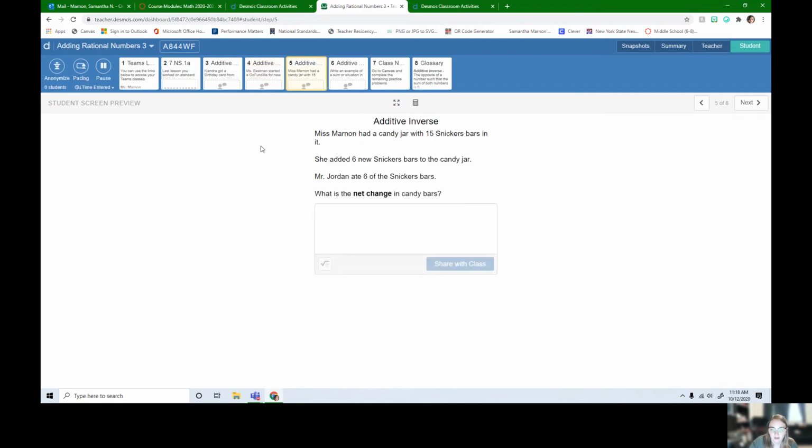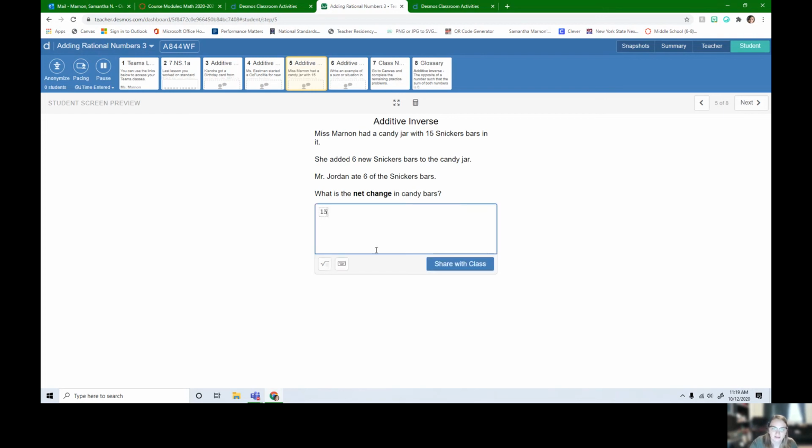Now I have a candy jar with 15 Snickers bars in it. I already had 15 Snickers in a jar at the start of the day. I added 6 new Snickers bars into the jar. I bought some more and needed to put them into my candy jar. Mr. Jordan snuck into my classroom. He ate 6 of the Snickers bars. From the start of the day to the end of the day, what is the net change in candy bars? How much did it change? At the start of the day, we started with 15. How many did I end up with at the end of the day?